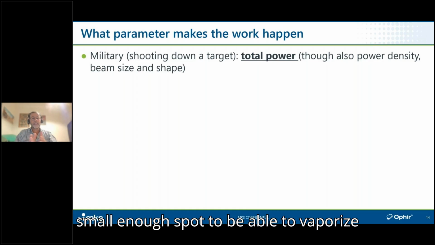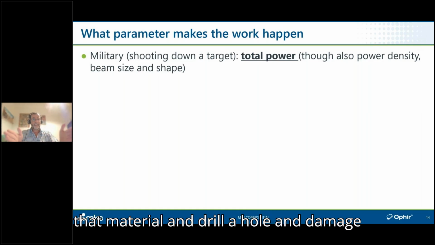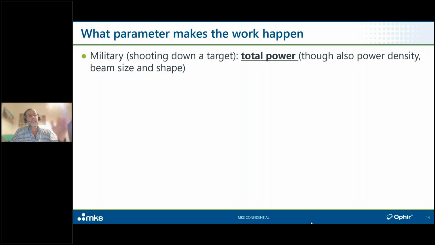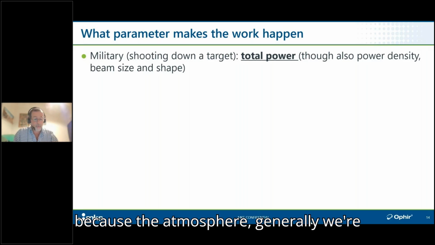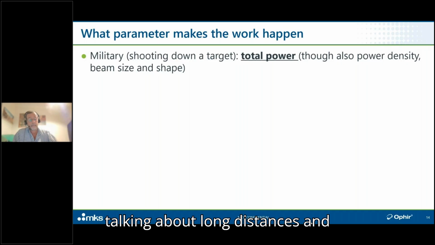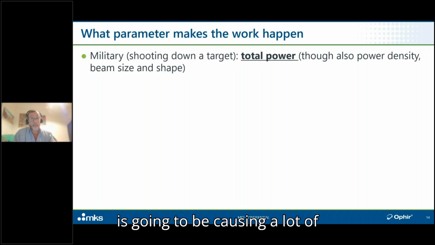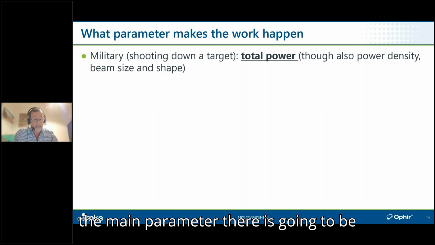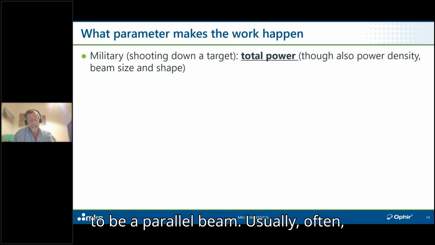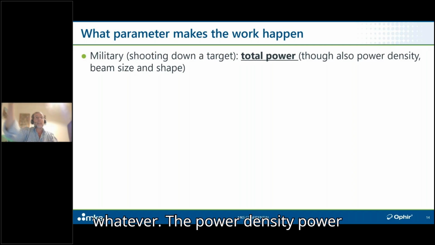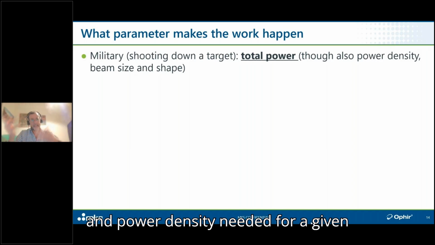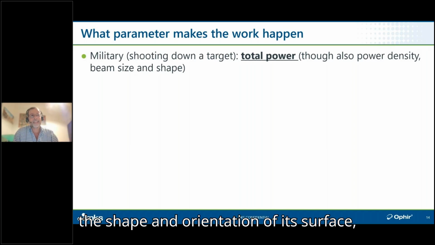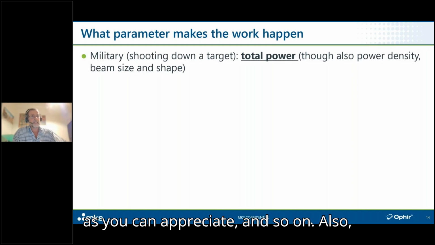And the atmosphere is going to be causing a lot of scattering of the beams. So generally, the main parameter there is going to be the total power, and it's usually going to be a parallel beam, often. The power and power density needed for a given target type is going to depend on the material that the target's made of and the shape and orientation of its surface, as you can appreciate, and so on. Also, with a target that's moving fast, it's going to be more difficult to keep the beam on the same spot on that incoming missile for long enough to do the work. All of these things are the reason that this kind of application has been talked about for tens of years, but it's only in the last year or two that we're beginning to see systems becoming operational.